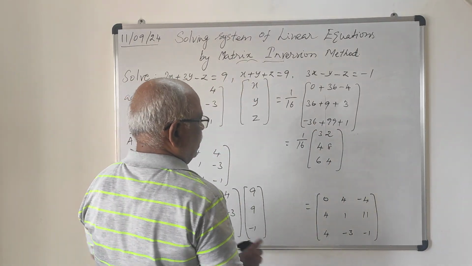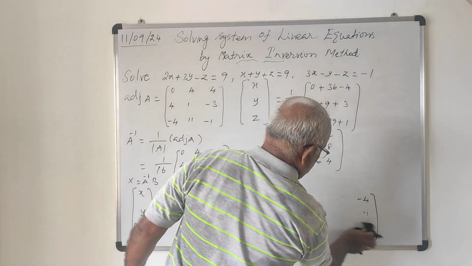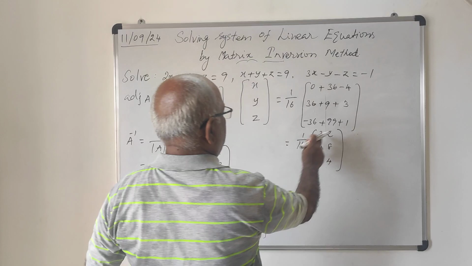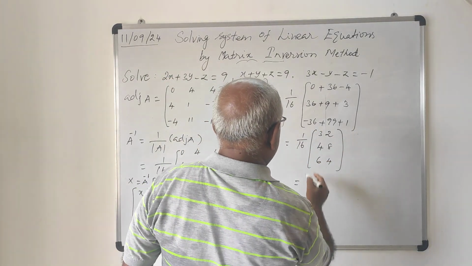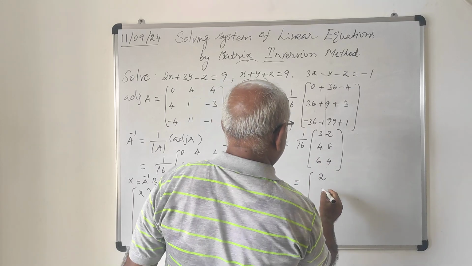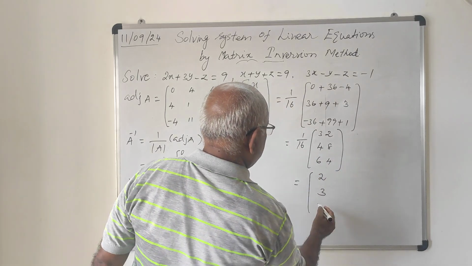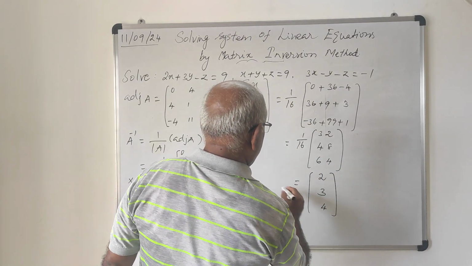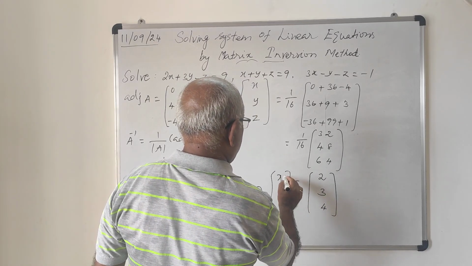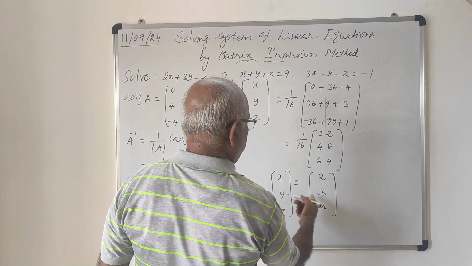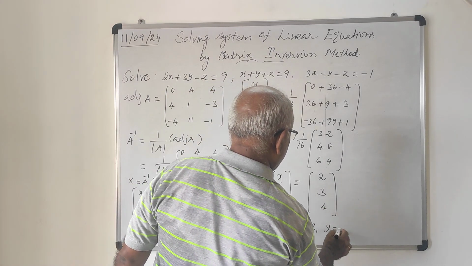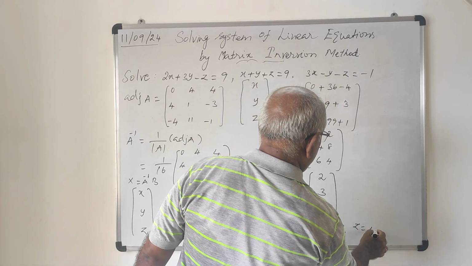So you multiply 1 by 16 with the matrix, or divide each element by 16. Bringing 16 inside the matrix, you will get 32 by 16 is 2, 48 by 16 is 3, 64 by 16 is 4. The left hand side you have x, y, z. So the values are x equal to 2, y equal to 3, z equal to 4. So the answer is x equal to 2, y equal to 3, z equal to 4.